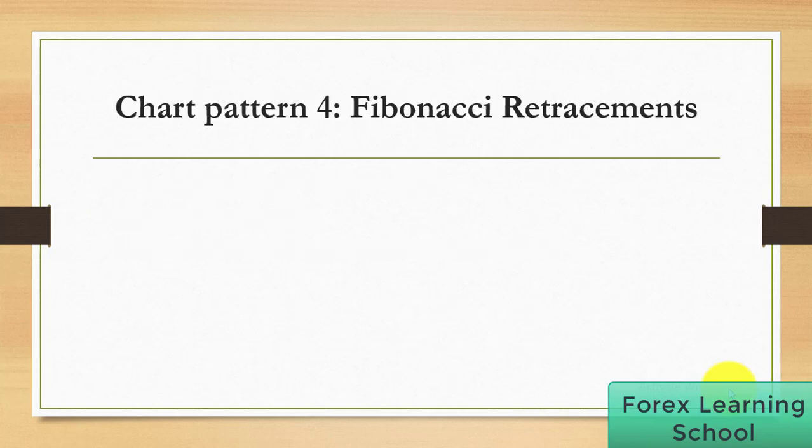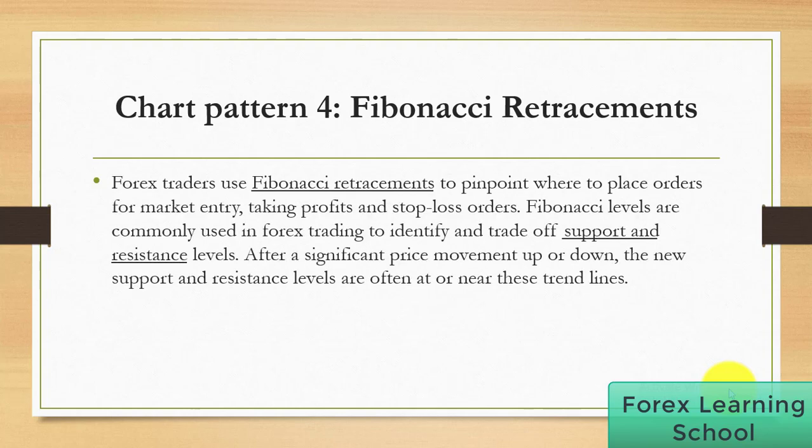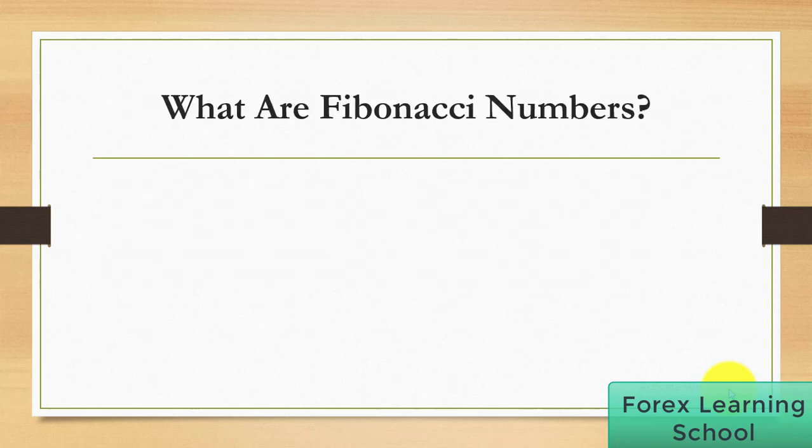Chart pattern 4. Fibonacci Retracements. Forex traders use Fibonacci retracements to pinpoint where to place orders for market entry, taking profits and stop loss orders. Fibonacci levels are commonly used in Forex trading to identify and trade off support and resistance levels. After a significant price movement up or down, the new support and resistance levels are often at or near these trend lines.